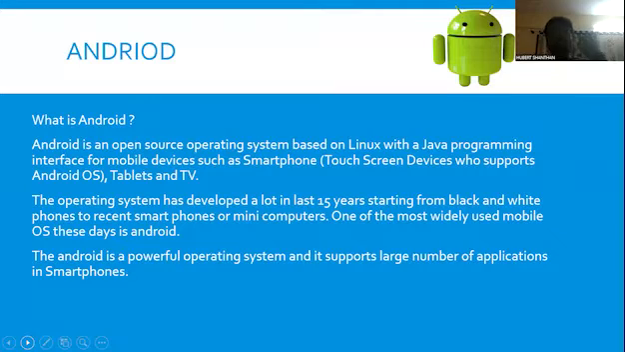So what about the operating system? Before Android, if you see, there were black and white phones. We could not use them as a computer. We could just make a phone call. Only phone calls were used before.